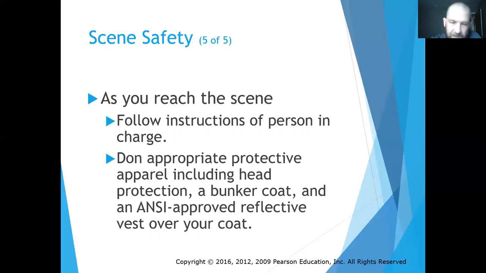It's amazing what people don't see, even though there are big fire trucks or ambulances with lights flashing and things like that. People rubberneck and they're trying to look at the scene of what happened.